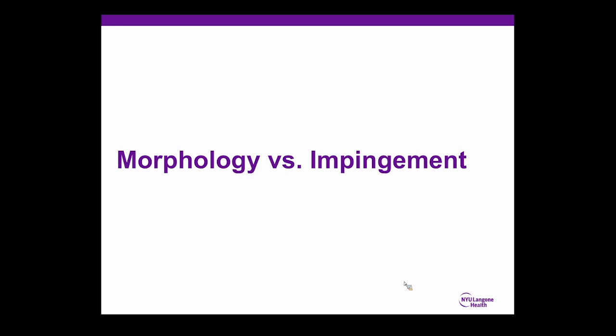Even the term FAI is tricky because it has the term impingement within it. But FAI is often a radiographic diagnosis, and we know, for example, that up to 20% of the population has FAI, and they're completely asymptomatic. So we really have to make sure that we're correlating the anatomy and the morphology with the symptoms.